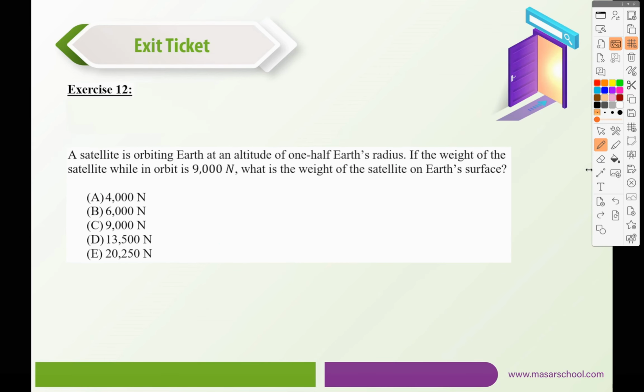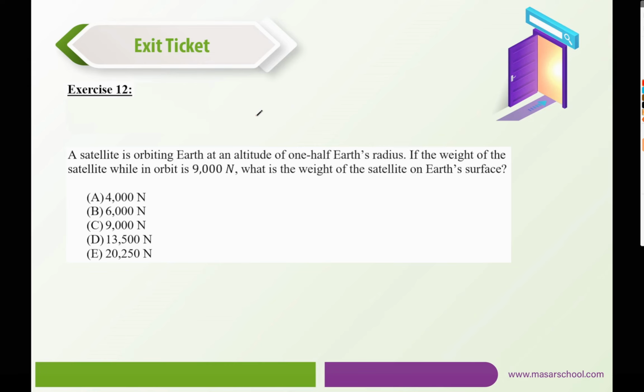And finally, exercise 12 as an exit ticket for today's video. A satellite is orbiting Earth at an altitude of 1/2 Earth's radius. The moment they mention altitude in the exercise, be careful. We can't apply directly the factor of change. Let's draw a figure in order to understand what's happening. This is the Earth. That's the radius. That's the altitude. The altitude is given by half the radius.